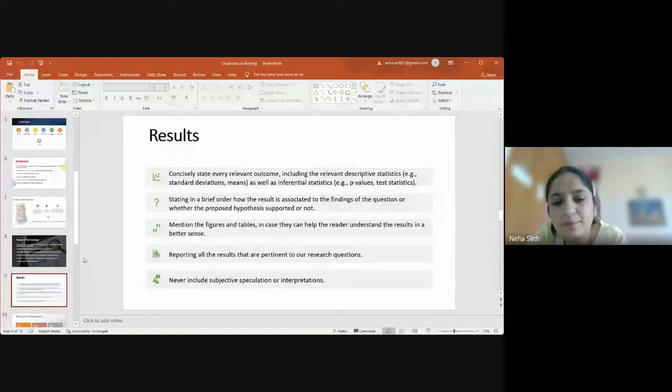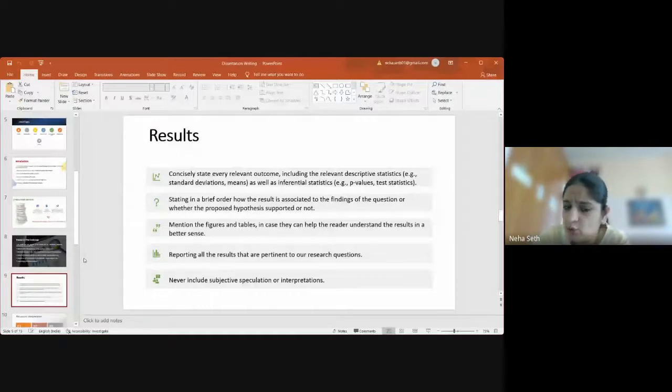What was our proposed hypothesis? What is the null hypothesis for that particular test? And what is the alternate hypothesis? When you got this p-value, are you accepting the null hypothesis or the alternate hypothesis? All these things are interconnected when we are talking about results. So when we have presented it, we have to give a brief finding related to that as well.